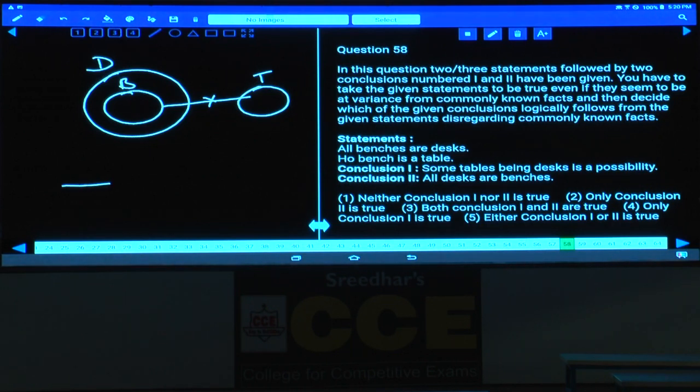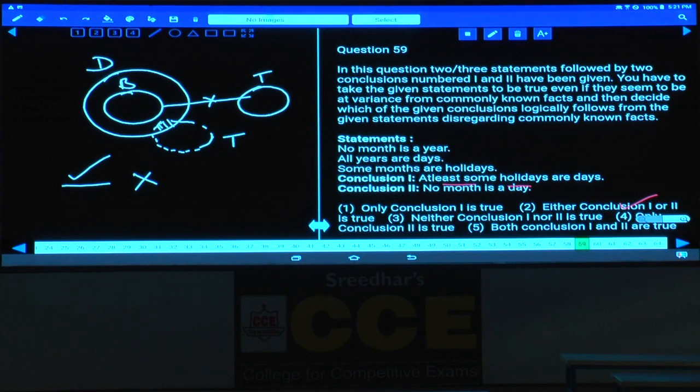Second one, all dusk are benches. Tell me all dusk are benches is true or false? It is false, because all benches are dusk is true. Some tables are dusk is a possibility. Now tell me some tables are dusk is possible or not? Now this is the intersection between table and dusk. And there is an intersection between these two. Hence it is possible. Then what is your answer here? Only 1 follows. Only conclusion 1 is true. That is choice 4. Then question number 59.